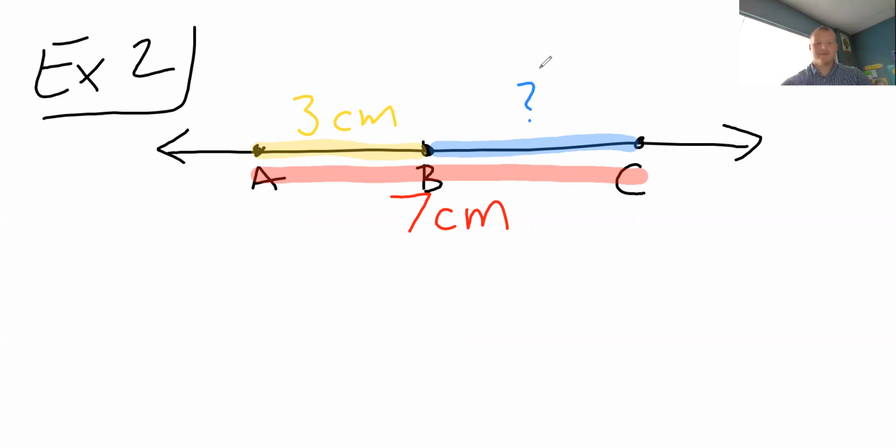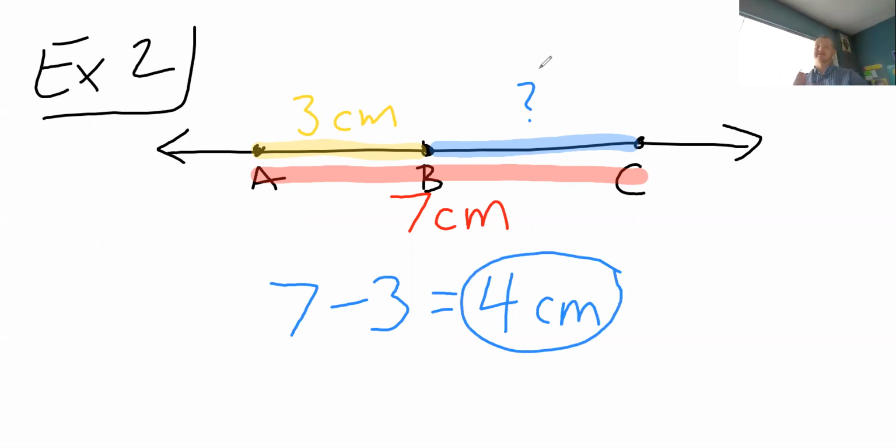So I'm going to take 7 minus 3, because we're solving for a smaller value. 7 is the total and we're solving for a smaller value in between. So 7 minus 3 is just going to be 4 centimeters. That's it. So the segment BC is going to equal 4 centimeters.